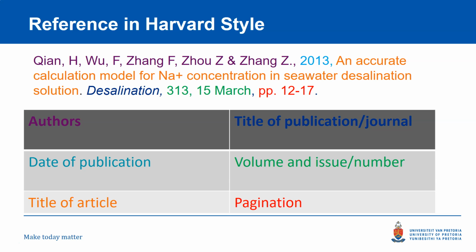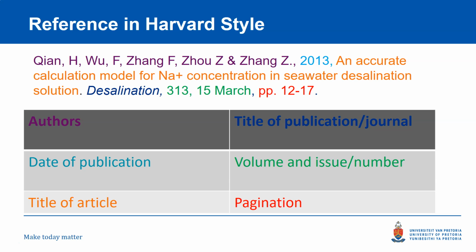This one you don't have a choice. You have to put the journal title in italics. That's what distinguishes it. Remember, with the book title, you only have one title there, which is the book title. And with the journal, you have two titles. The first one being the article title, and then the second one being the journal title. In this instance, the title is desalination.